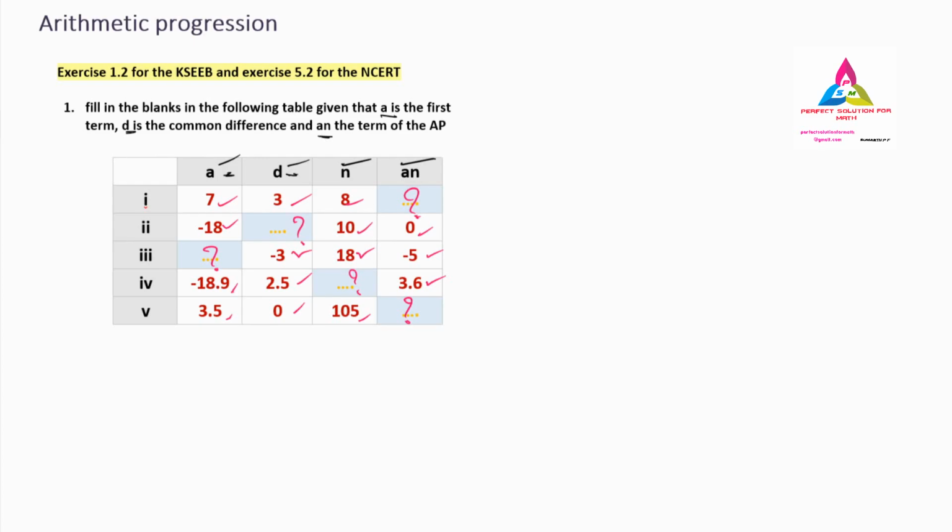Now we will solve, taking the first question, that is this one. The a value is 7, the d value is 3, and the n value is 8. We have to find the a n value.